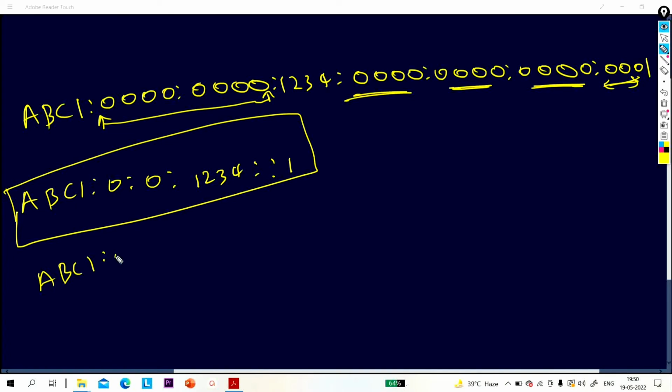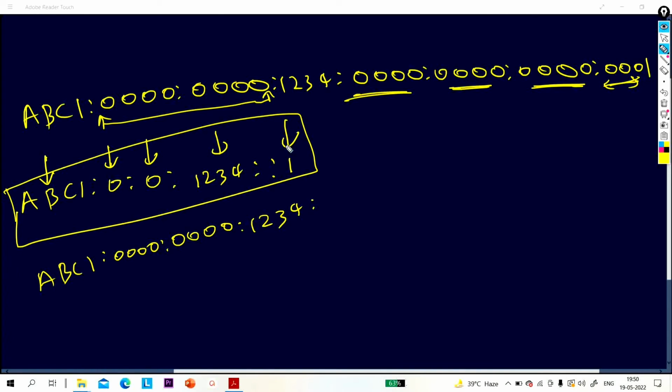ABC1:0 means there are 4 characters, and all characters are 0: colon 0000 colon 1234, and here is the dual colon. How will I identify how many fields there are? 1 field, 2 fields, 3 fields, 4 fields and 5 fields, right?